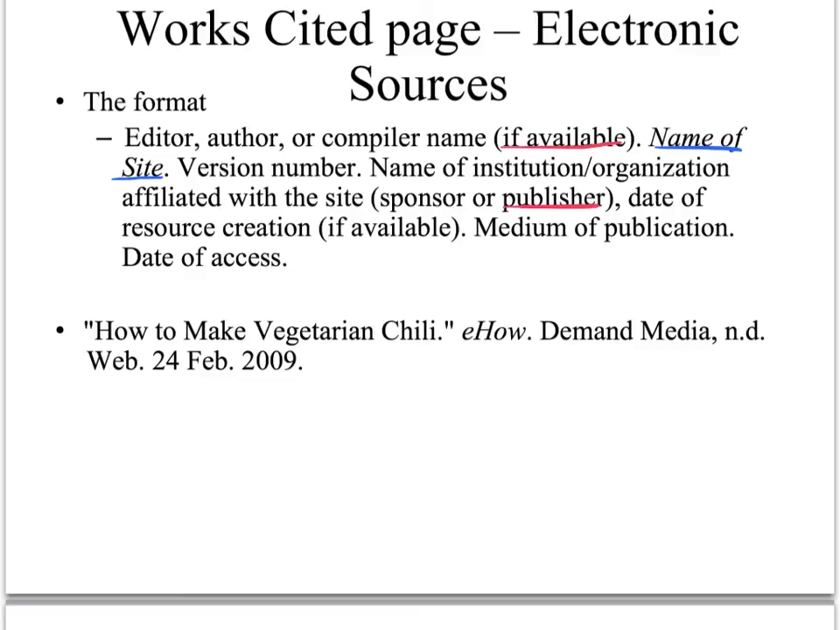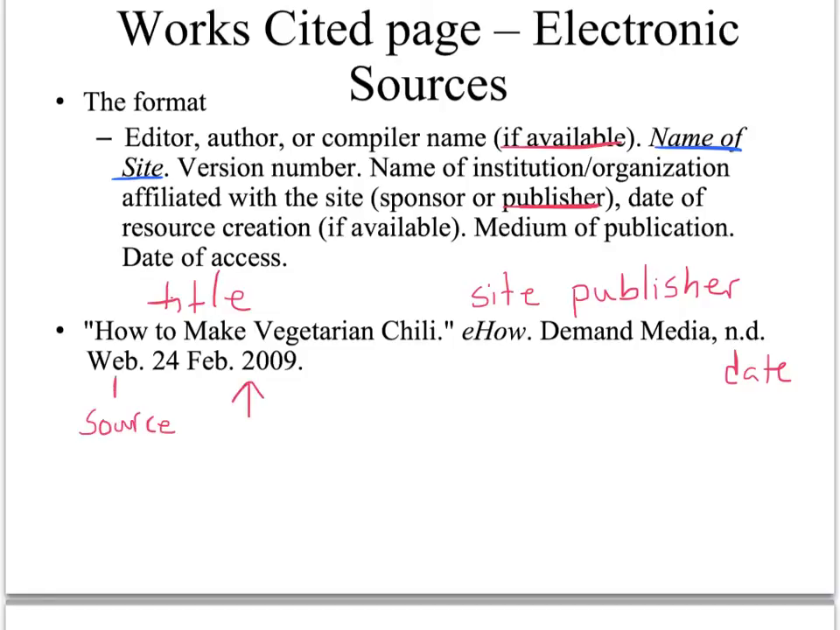So here we can see the title, then we have the site, then we have the publisher, that was the date, this is the source, and right here is when it was accessed. All of those things right there.